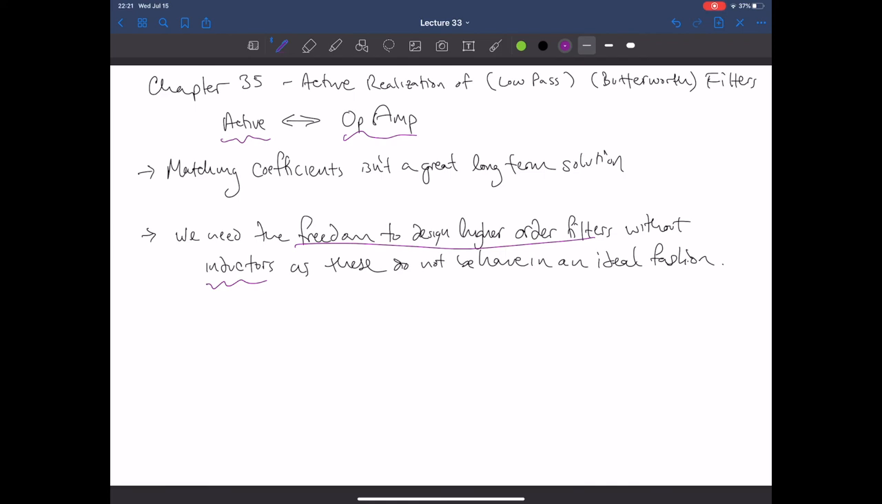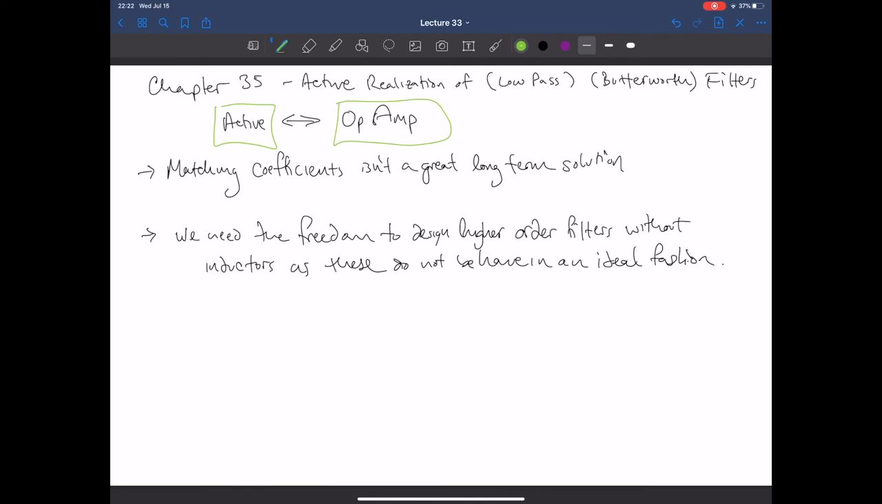In particular, we're going to look at low-pass filters. Obviously, we'll talk about high-pass filters later on. But then we're going to address intermittently some of the Butterworth applications of these filters. But the thing you should be drawn to for this is the fact that active should be synonymous in your head with op-amp.